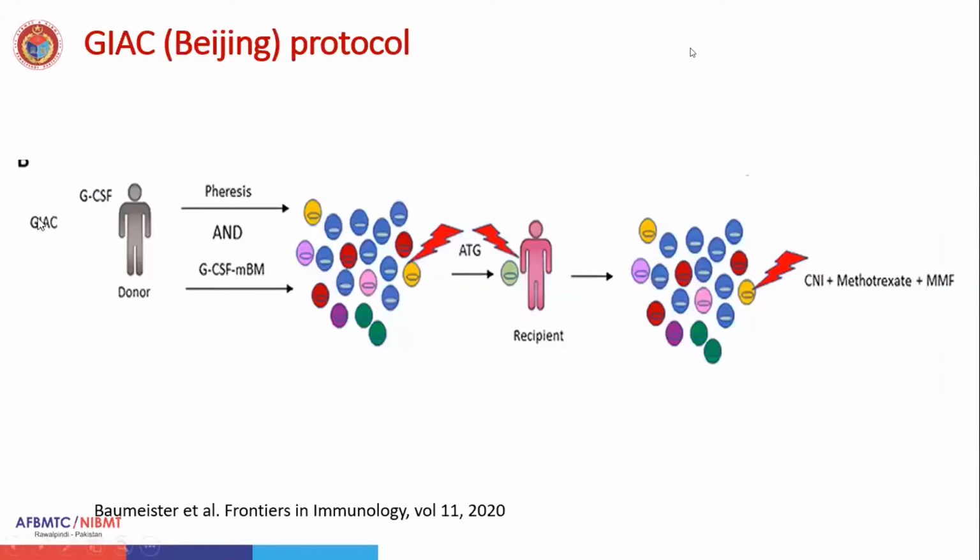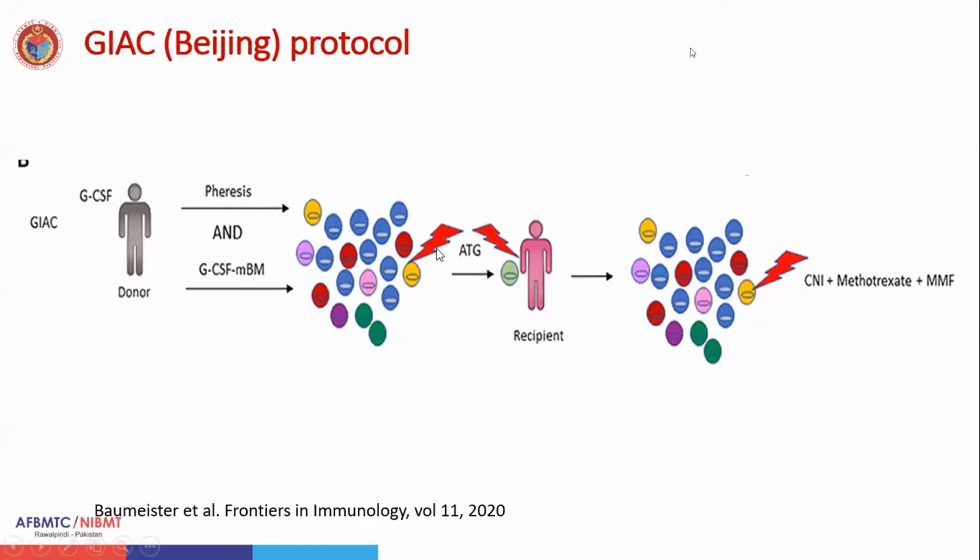So coming to the second platform, this is popularly known as the Beijing Protocol, or the GIAC Protocol, and this was pioneered at Peking University. And what this involves is giving GCSF to the donor. This GCSF would mobilize stem cells and prime the bone marrow to increase the stem cells. It would also cause immune modulation of the donor lymphocytes. This large T cell replete graft is given to the recipient after conditioning, and ATG is included in the protocol.